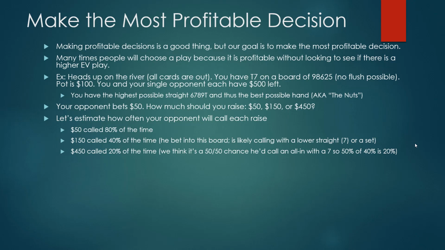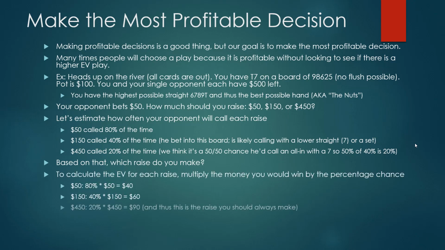How many times is he calling the 450? Probably about half the time that he would call, because he has a 7, about half the time that he would call this. So we're going to call that 20%. So 20% of the time he's going to call $450. If we do the math on this, which bet should you make? 450. Are you going to make money every single hand from him? No. But your expected value of this bet is $90.